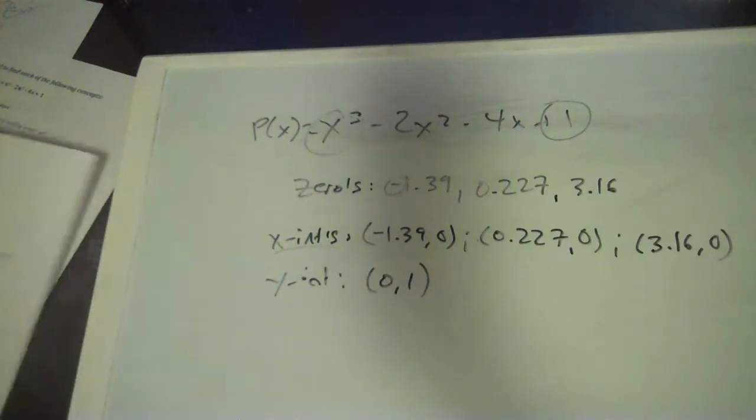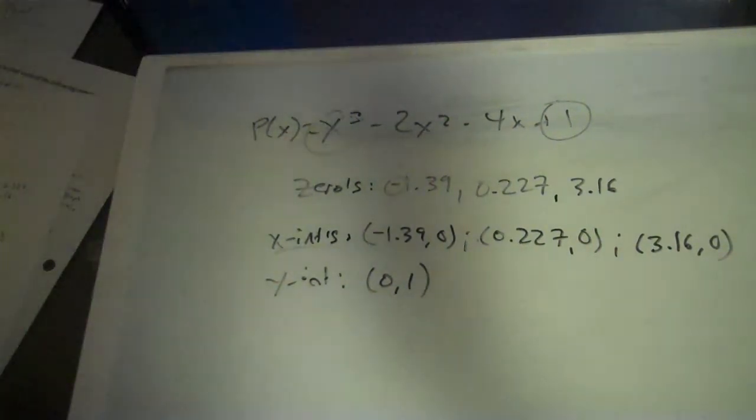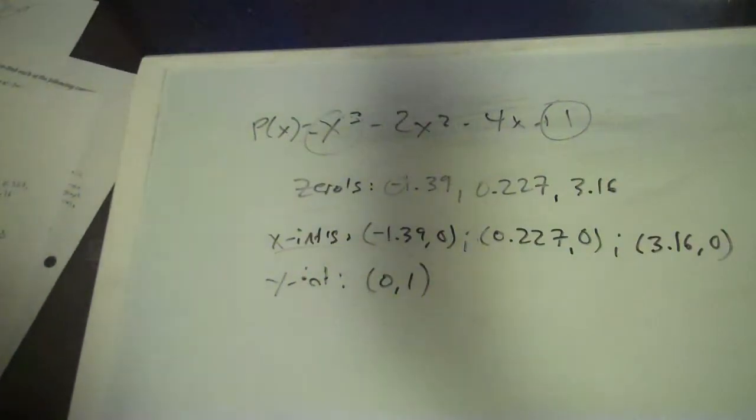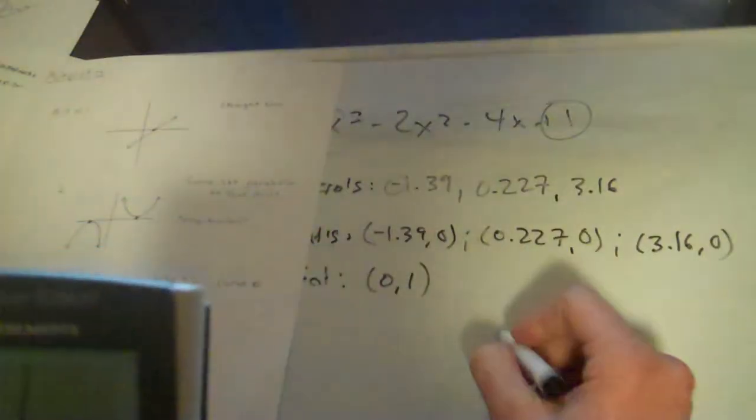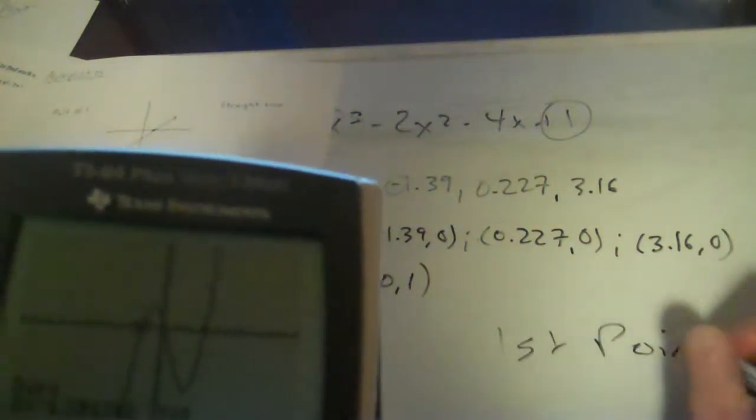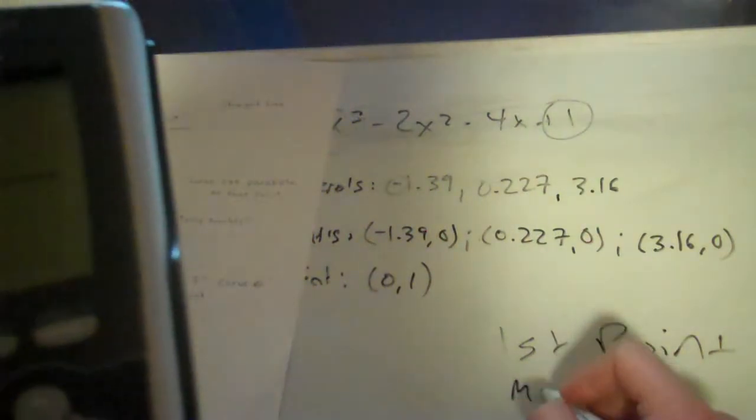And now we're going to be finding the multiplicities. I have a paper here which explains what each of the multiplicities means. A multiplicity of 1 is a straight line right through the x-intercept. A multiplicity of 2 is where it touches it like a parabola. And a multiplicity of 3 is where it's like an S. So looking at this first point, it is going straight through it, so multiplicity equals 1.